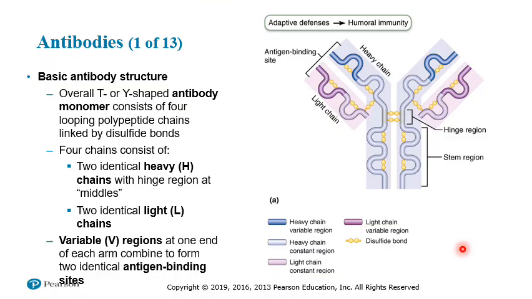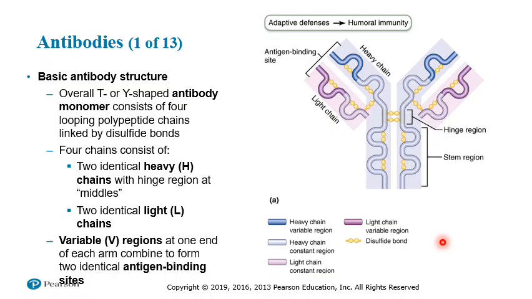Antibodies, also known as immunoglobulins, are proteins secreted by plasma cells. They make up the gamma globulin portion of the blood, and they are capable of binding specifically with antigens detected by B cells. They are grouped into one of five classes.